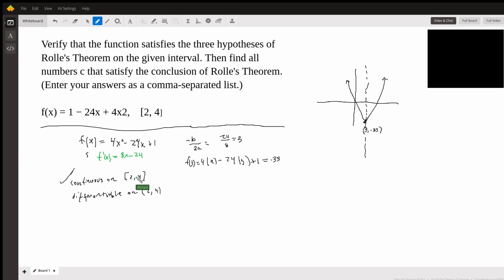And that's a line. So obviously the derivative, which is the equation of a line, exists. There are no holes or jumps or anything in the derivative. So it's differentiable on 2, 4. It's differentiable on all real numbers. So we've satisfied the two conditions for Rolle's theorem.